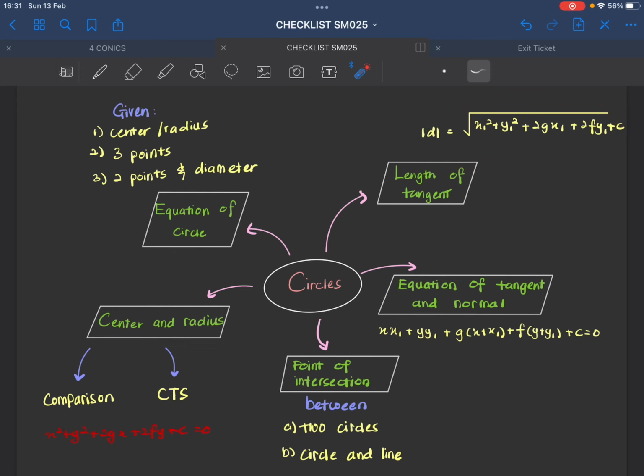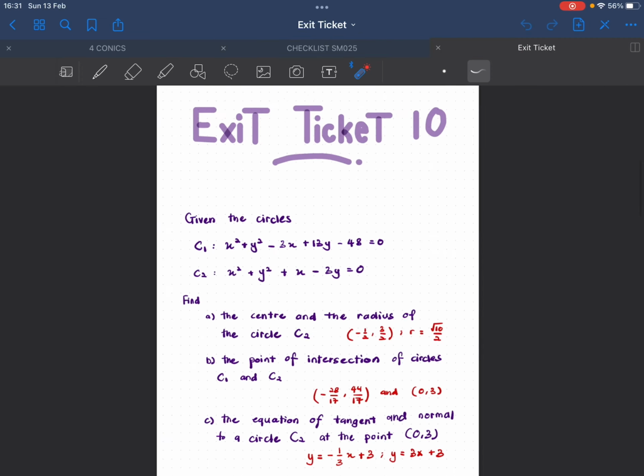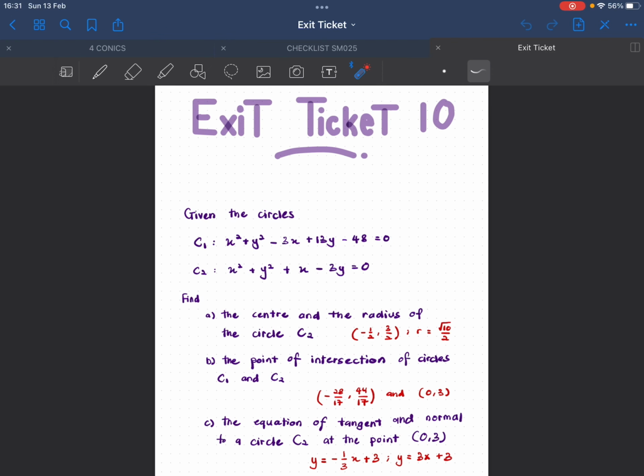This is your exit ticket for the 4 videos that I have given you. Make sure to do this question and submit on GC. This question covers point of intersection and also the equation of tangent and normal. Okay, that is all.